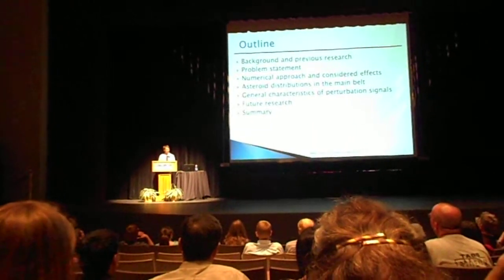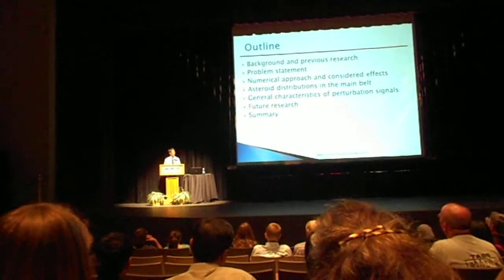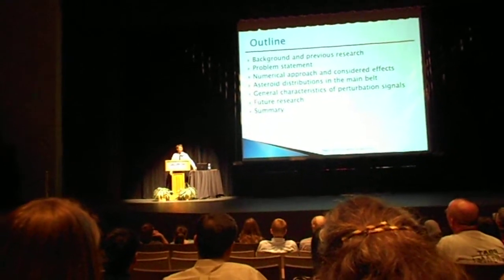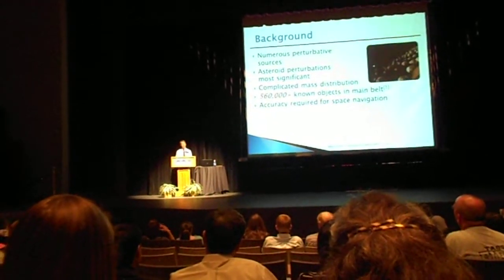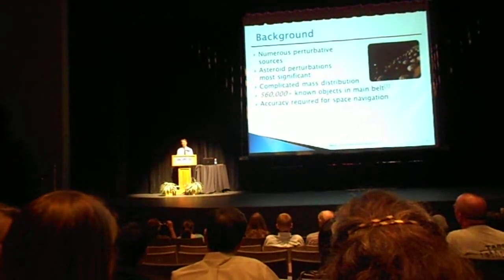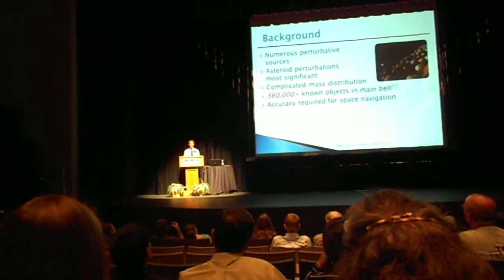Briefly, I'll begin with some background, move into what my research looks at, and finish with a summary and some possibilities for future research. But to begin, the planets of the solar system are subject to gravitational perturbations from various sources, including those from other planets, from asteroids, and effects such as general relativity and solar oblateness.